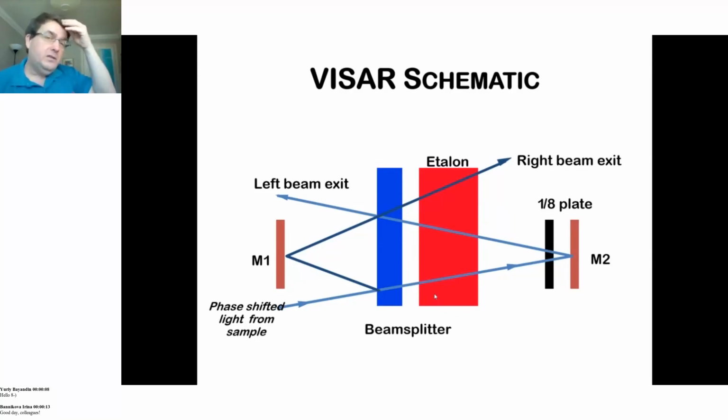The etalon changes the time, but we've got to be careful here. We know that reflection of light from surfaces causes a phase change. So that is the reason for the eighth-wave plate introduced in front of M2, just to account for that extra reflection that is seen by one of those beams of light.